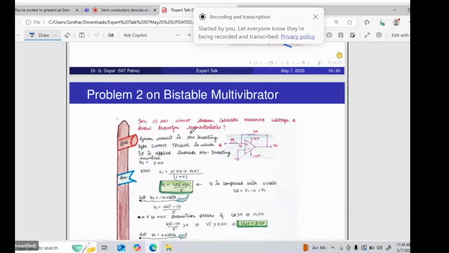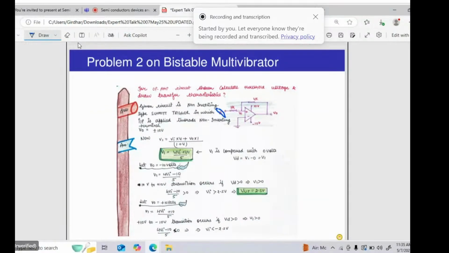When you recall the earlier circuit, there you gave the input to the inverting terminal. So that was the inverting type Schmitt trigger. This is the non-inverting type Schmitt trigger, because we are applying the input signal to the non-inverting terminal here, right?